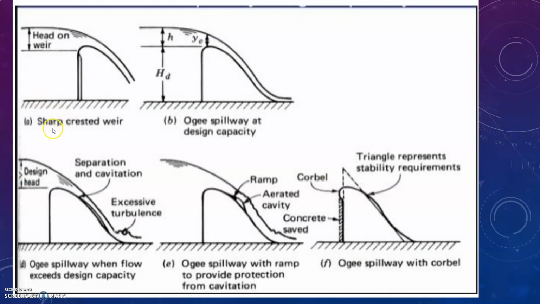You can see here, this is a sharp crested weir, head on weir, Ogee spillway at design capacity. This is HD and this is H and this is YE. And Ogee spillway when flow exceeds design capacity. Here this is excessive turbulence, separation and cavitation, design head. Then Ogee spillway with a ramp to provide protection from cavitation. That is, the ramp is provided here, aerated cavity here, and this is a concrete saved corbel. Triangle represents stability requirements. Ogee spillway with corbel.